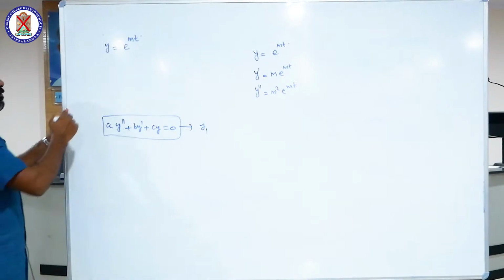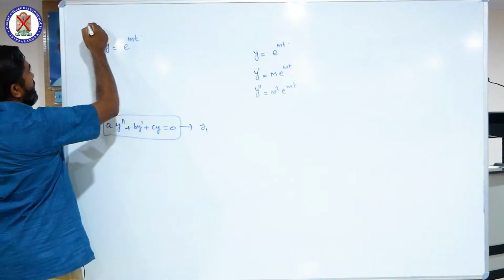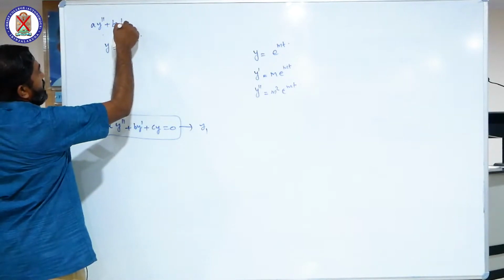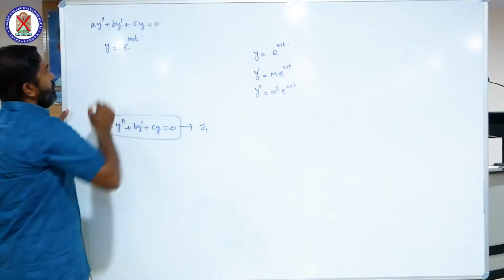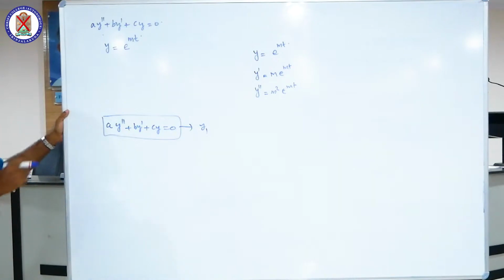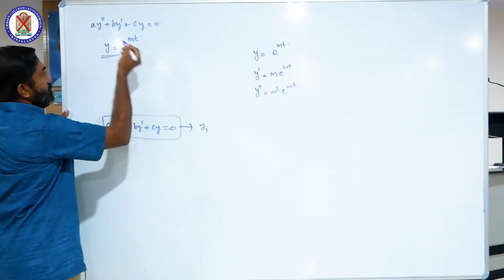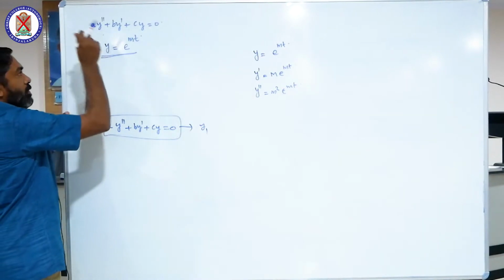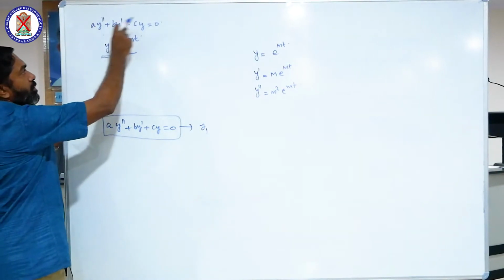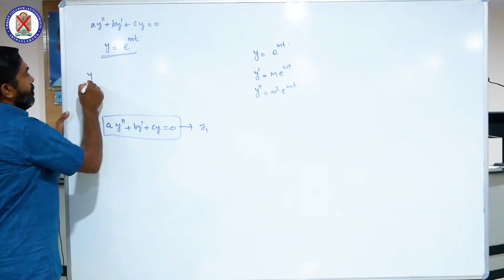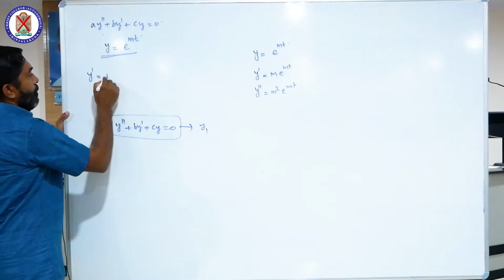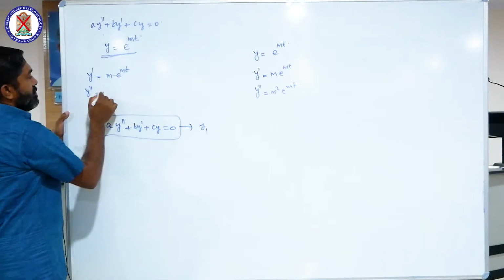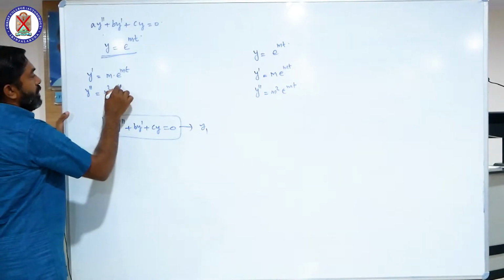Okay, so for the general solution, first of all we have a into y double dash plus b into y dash plus c y equal to 0. It is our differential equation. We assume that y equals e raised to mt is a solution of this differential equation. If it is a solution, then this y should satisfy this equation. For that we need y dash. What is y dash? m into e raised to mt. y double dash is m square into e raised to mt.